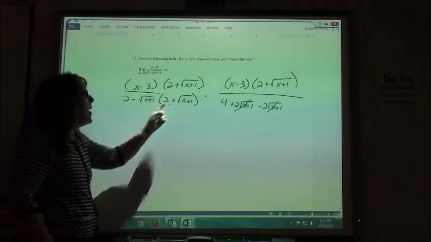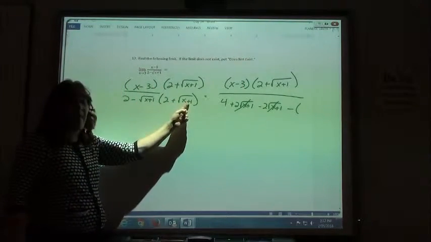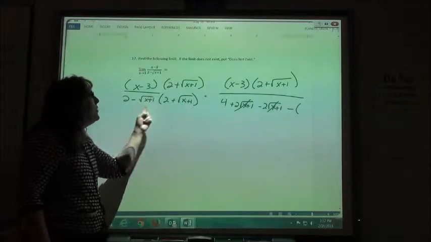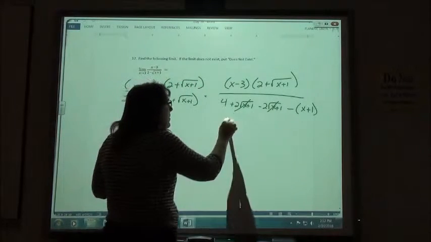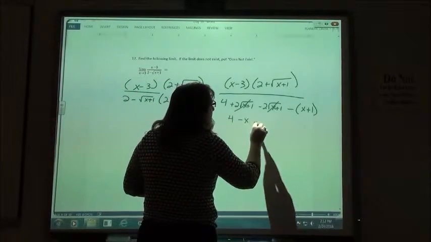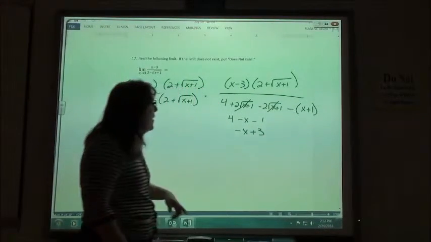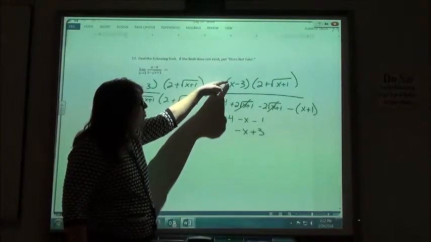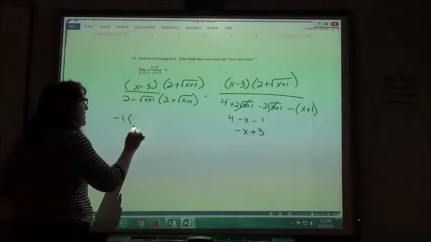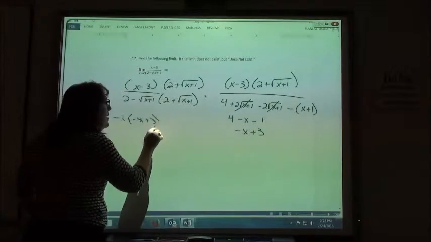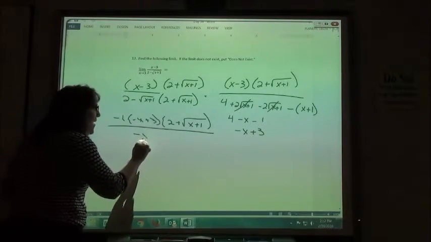Here, a negative times a positive is a negative. And then when I take the square root of x plus 1 times the square root of x plus 1, that's squaring that. So I'm just going to get the x plus 1 that's underneath my square root. So I'm going to have 4 minus x minus 1, which would be negative x plus 3. Again, you can see here that if I factor out my negative 1, I'm going to be able to cancel. So I'm going to make it negative 1 times negative x plus 3 times 2 plus the square root of x plus 1 over negative x plus 3.